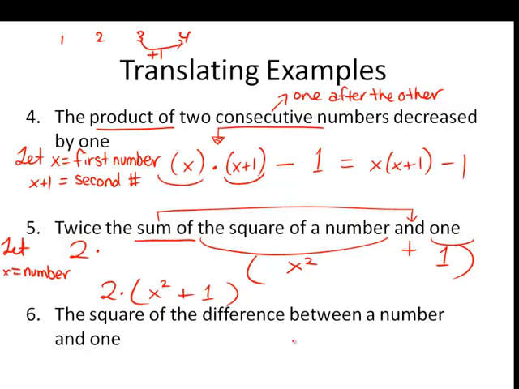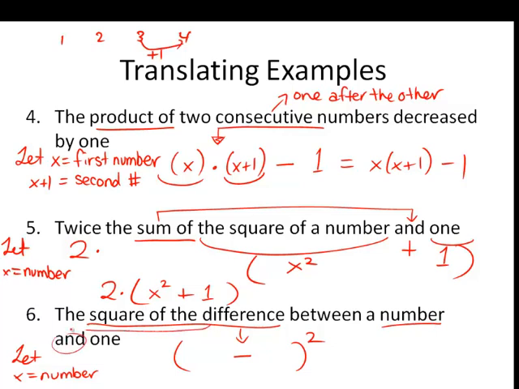Next example, the square of the difference between a number and 1. Here they're saying the square of the difference. So you almost want to set yourself up. We're going to let x be the number. Now we're squaring a whole thing that has two things that are subtracted in between, implied by the word difference. And what are those two things we are finding the difference between? The difference is found between a number and 1. So a number and 1.